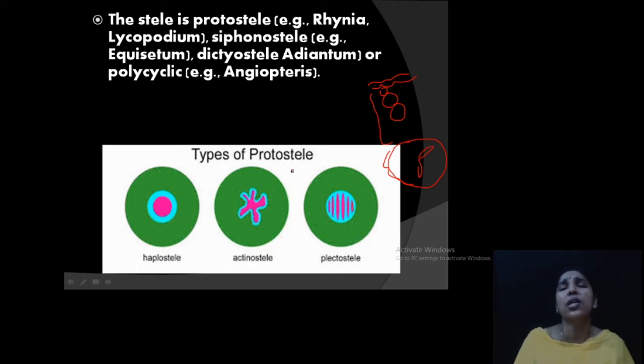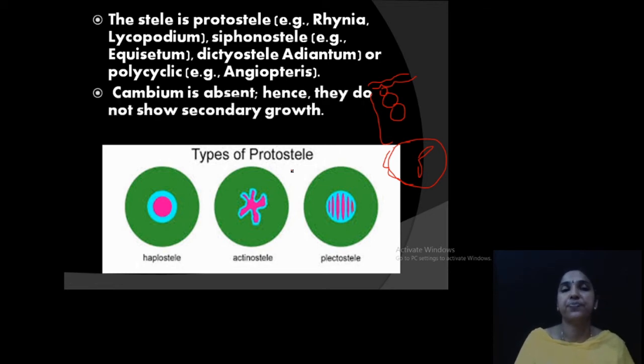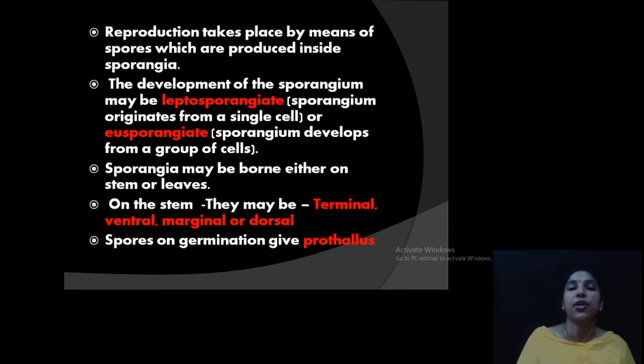But it's very, very important in the case of ferns. Cambium is absent, so no secondary growth. That's also important. No cambium, no secondary growth.